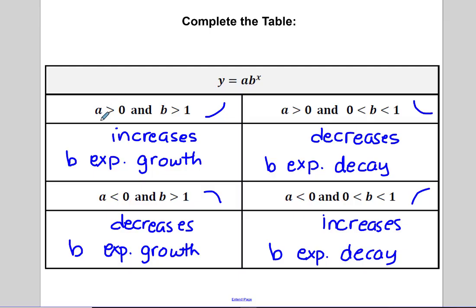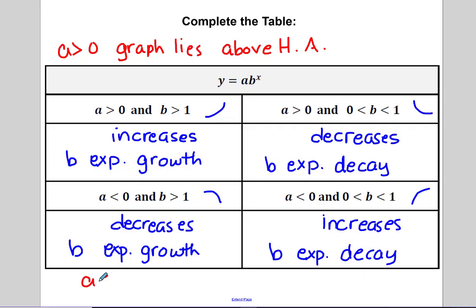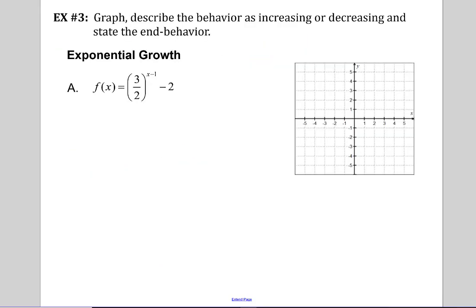Now, one thing I would add here: when your A value is positive, we could even write it up here. If A is a positive number, that tells us the graph lies above the horizontal asymptote. And if A is a negative number, then our graph would lie below the horizontal asymptote. So those give us some clues about how to graph when we don't have a calculator. So let's try to do some of them without the aid of a calculator.